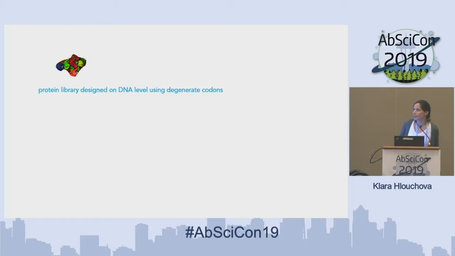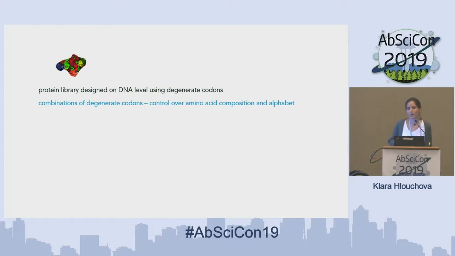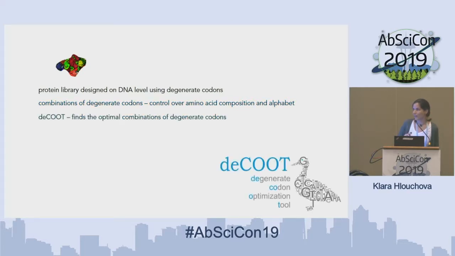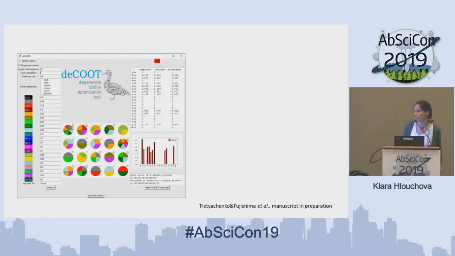Our libraries are designed on a DNA level using degenerate codons. We started collaborating here with Klara Hlouchova from ELSI. The degenerate codons control the amino acid composition of our libraries, so we can design libraries from different subsets of amino acids. And to do this as precisely as possible, we developed an algorithm called COOT, the Degenerate Codon Optimization Tool. This is roughly what it looks like.